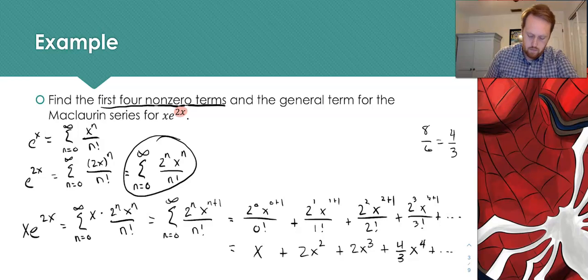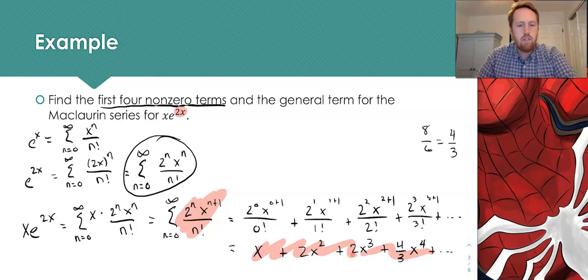Plus dot dot dot. So this is perfectly fine right here. In answer keys, you might see something different, but general term is there. First 4 non-zero are there. I'm good. I've done what I need to.